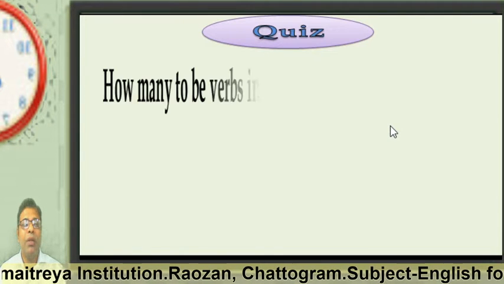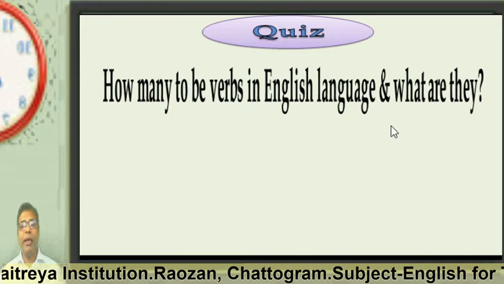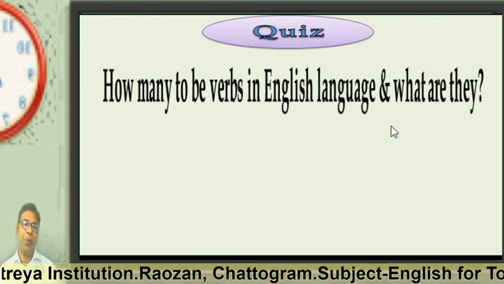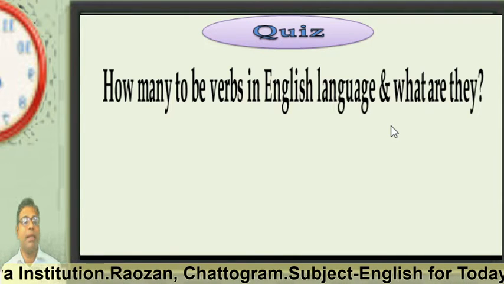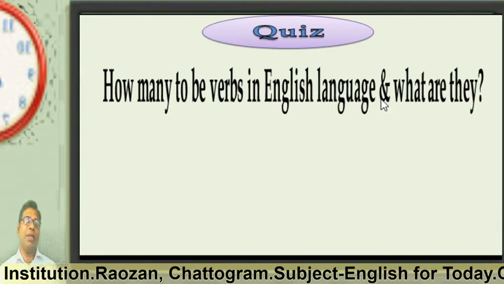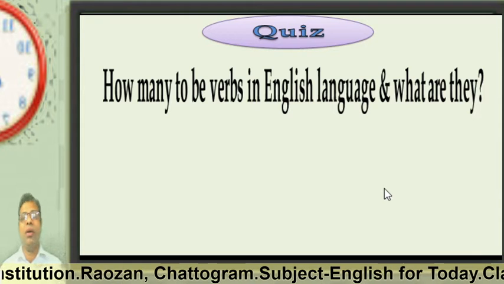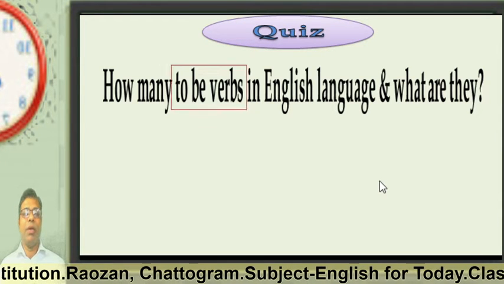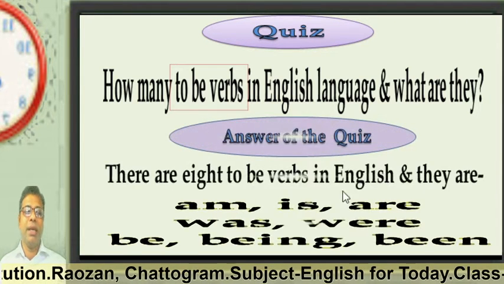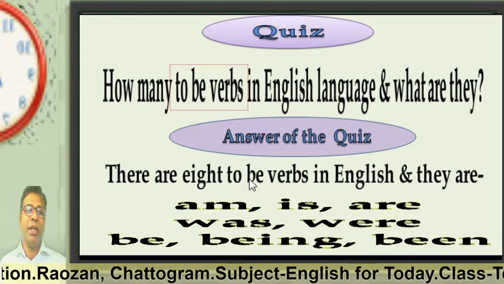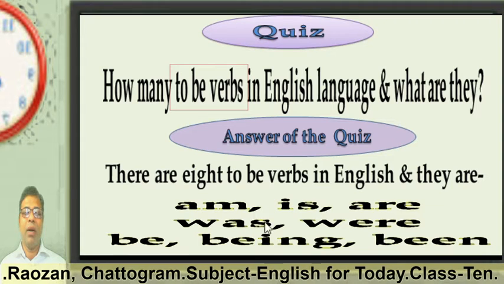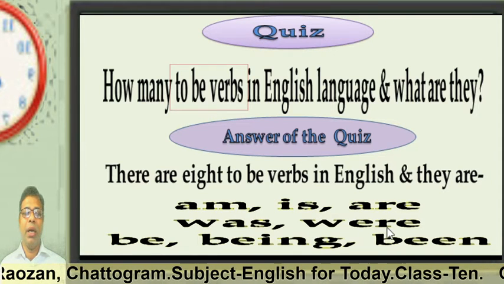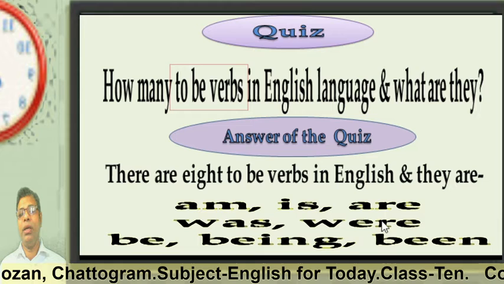Okay, earlier I gave you a quiz. Now, dear students, tell me the answer to this question: how many to be verbs are there in English and what are they? Okay, dear students, you have made a good guess. There are eight to be verbs in English, and they are am, is, are, was, were, be, been, being.